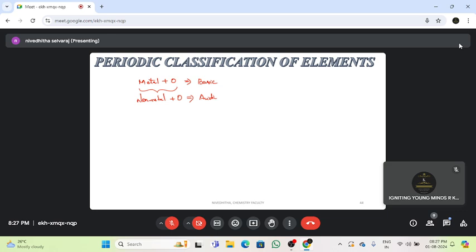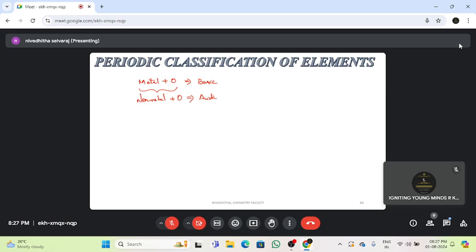If an element loses its electron very easily, then it is called an electropositive element, and all electropositive elements are metals. In the periodic table, in the leftmost corner, elements have less effective nuclear charge, so they can lose electrons very easily and gain a positive charge. So elements in the leftmost corner of the periodic table are electropositive elements and they are metals.